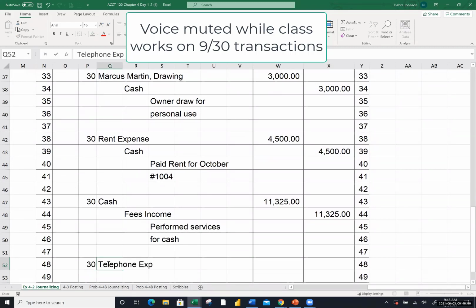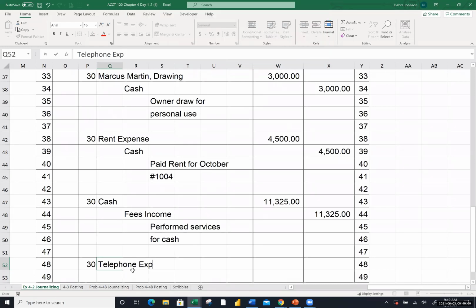Hello, Professor Johnson. Hi, Ulysses. What does the P/R mean? P/R stands for post reference, and it's going to be used when I show you how to post. Once we've journalized these, we're going to post and we're going to use the account number to put in the post reference column. So I'm going to hold that question off for just a couple minutes, and when I show you how to post, that will come up. Okay, thank you. You're welcome.